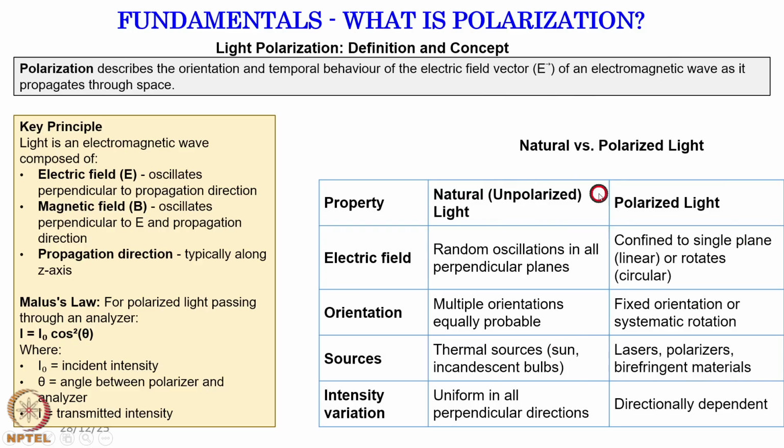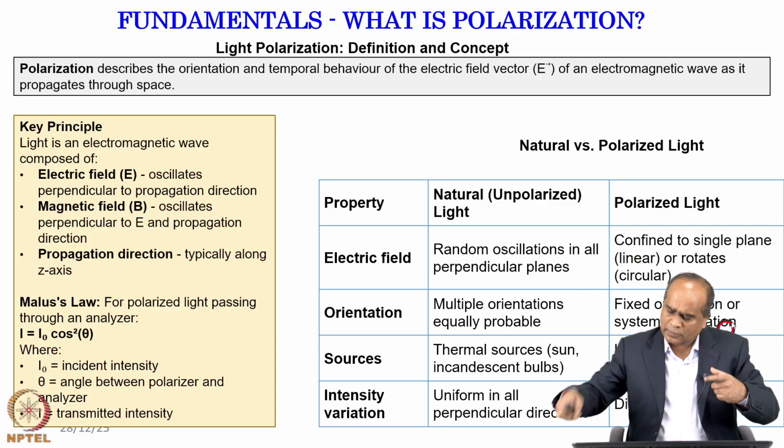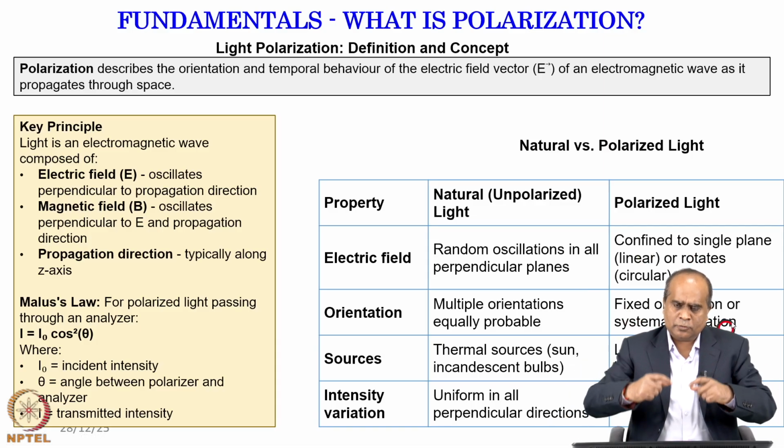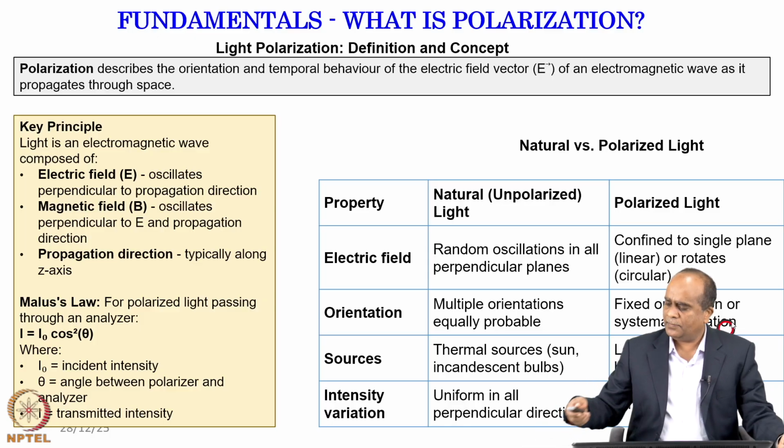Orientation in natural, unpolarized light has multiple orientations with equal probability, wherever they are, all are equally probable. In circularly polarized light, it has a fixed orientation, it cannot be random. If you look at the rotation that I talked about, either right or left, it is a systematic rotation that is happening.